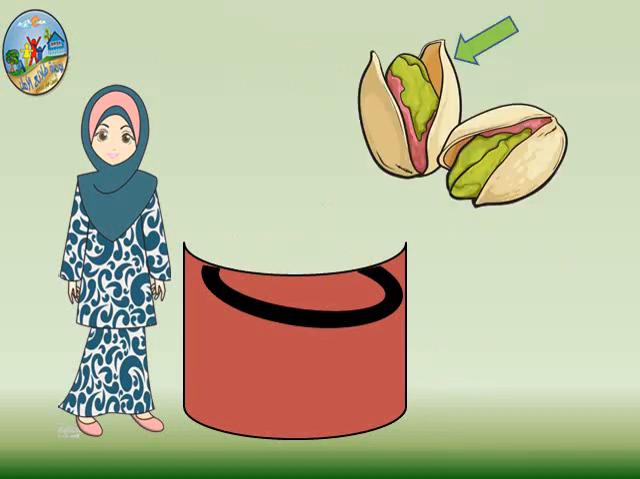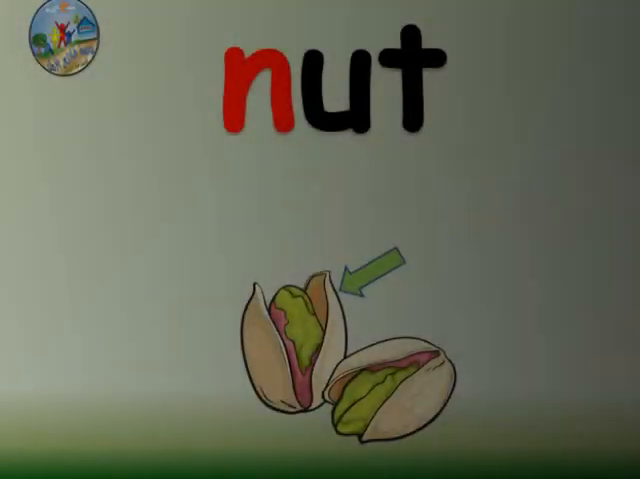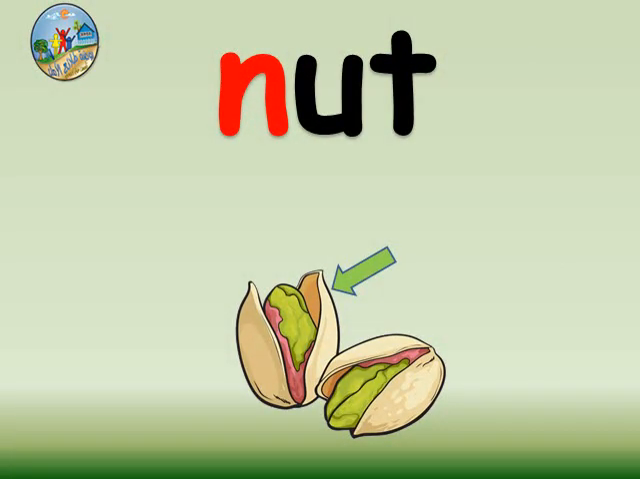This is a nut. So what's this? It's a nut. Just one nut. So what is our new word? It's a nut. Let's now count how many letters the word nut has. Let's count. 1, 2, 3. Very good. What is the last letter here? It's a small ta. Very good. It's a nut. Nut.